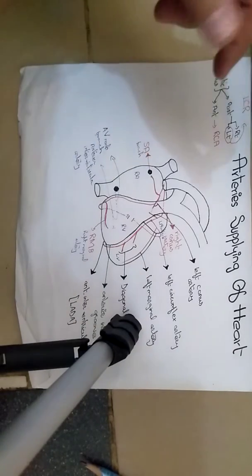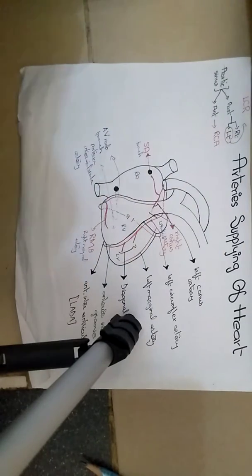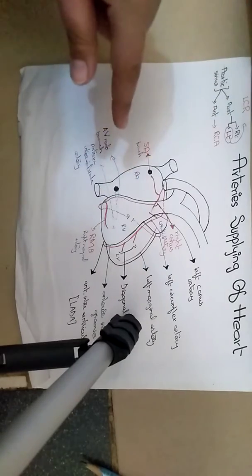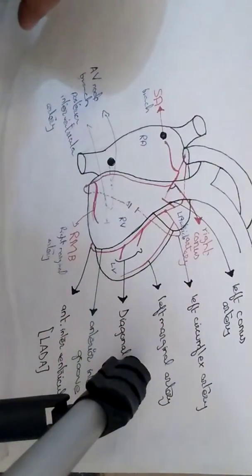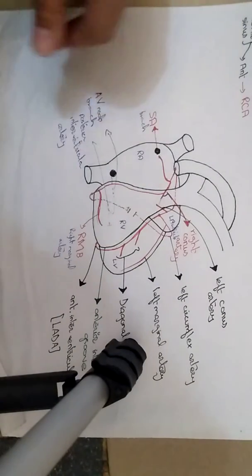So today we will discuss the second part of the arterial supply of the heart. Today we will discuss the right coronary artery of the heart.